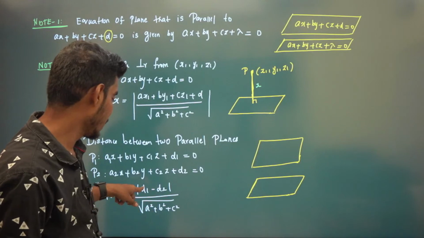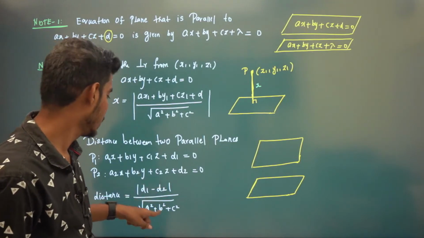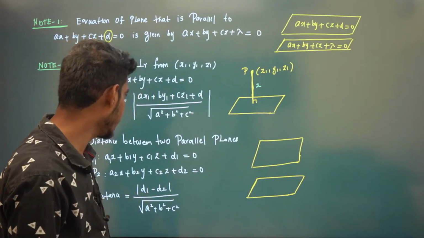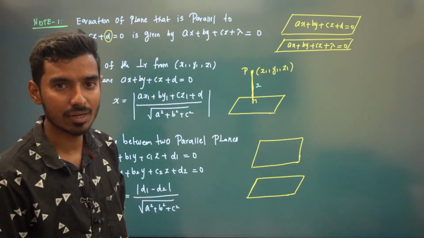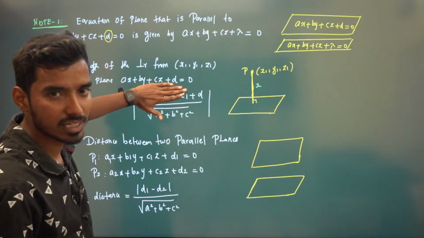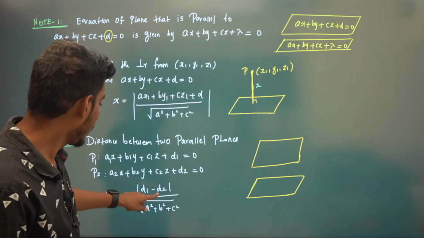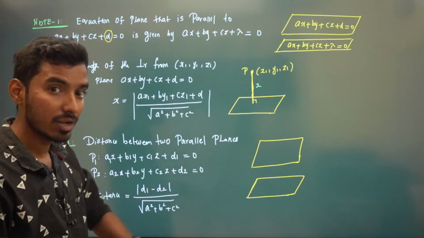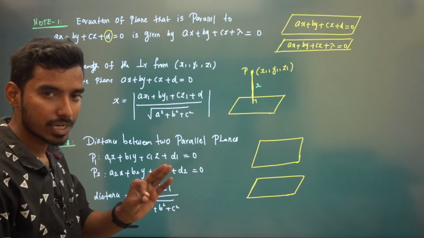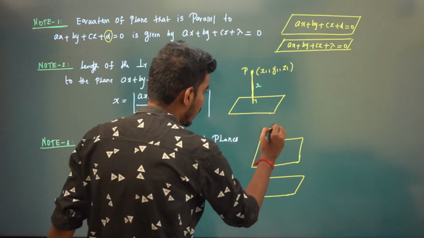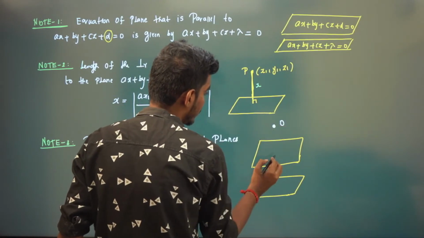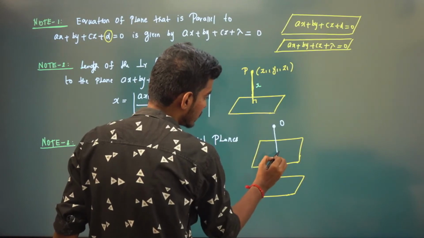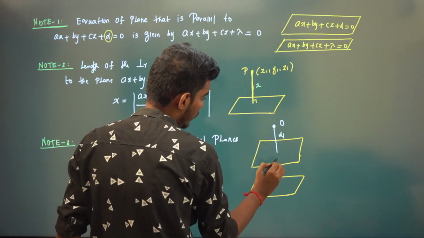Divide this separately. We have d1 by this, d2 by this. Now what is d1 divided by root of a square plus b square plus c square? That is nothing but the perpendicular distance from the origin to the first plane. What is d2 divided by this? That is nothing but the perpendicular distance from the origin to the second plane. The difference of that will give you the distance. We have an origin. Now find the perpendicular distance from the origin to the first plane. Let's call this d1.